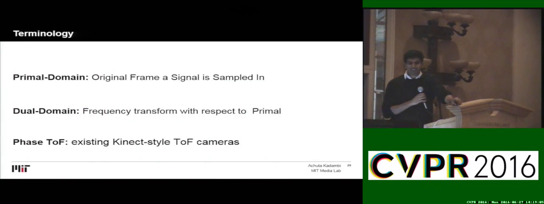Primal domain is the frame a signal is sampled in. Dual domain is the frequency transform with respect to primal. And when I say phase TOF, I'm referring to sort of Kinect-style TOF cameras.